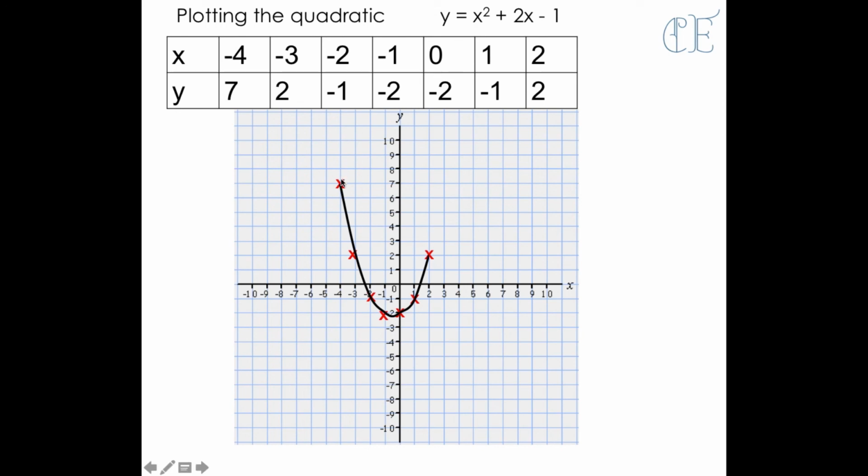Remember, if it's a positive graph, this will be an x squared value like this, and it will make a curve this way round. If this is a negative x squared, the curve would be this way round, going downwards. Okay, so I hope that's been really helpful, and it's helped you understand how to plot these graphs.